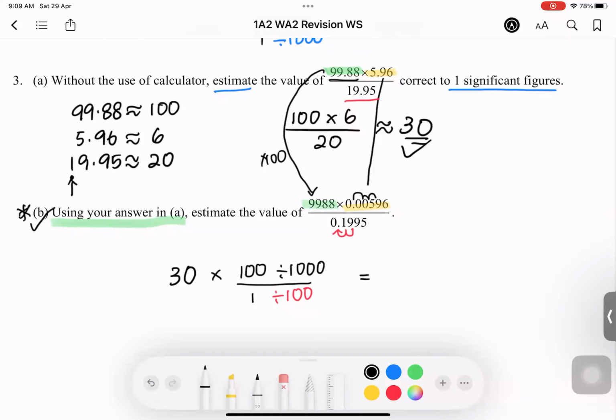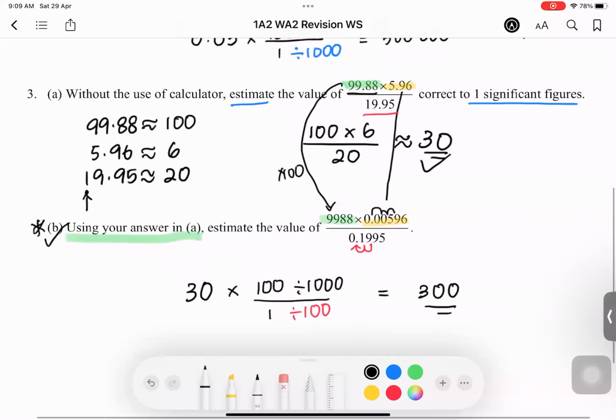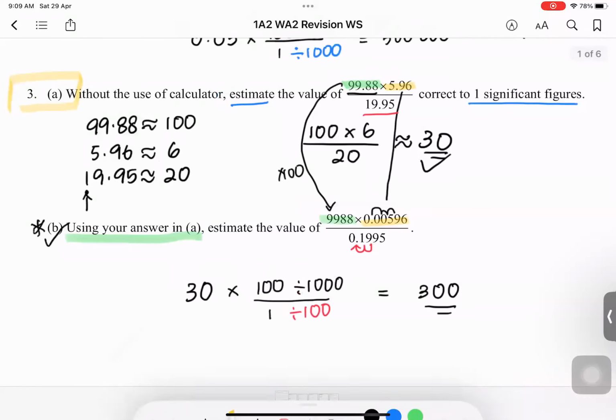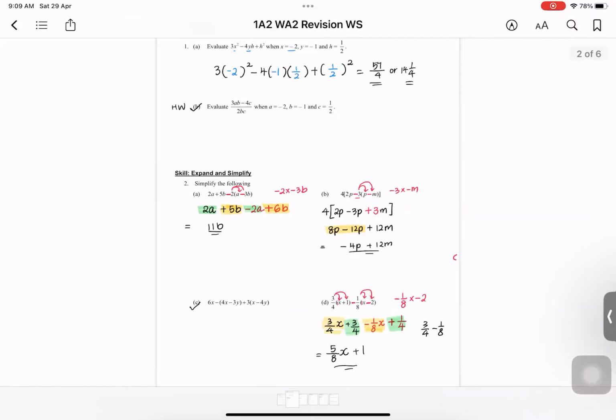30 times 100 over 100 divided by 1,000, 1 divided by 100. And that gives me answer 300. Okay, now part B may be a little bit more difficult, but I'm certain that you should be able to do question 3A, right? So you must be able to do question 3A at least.